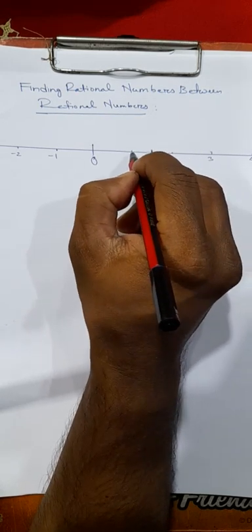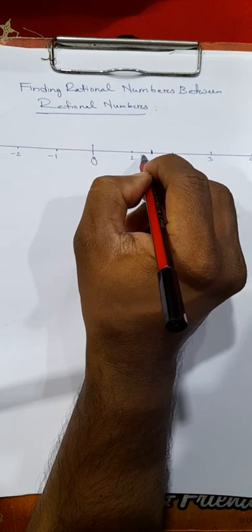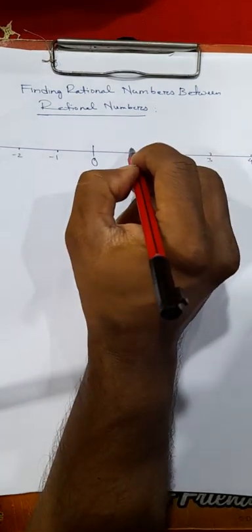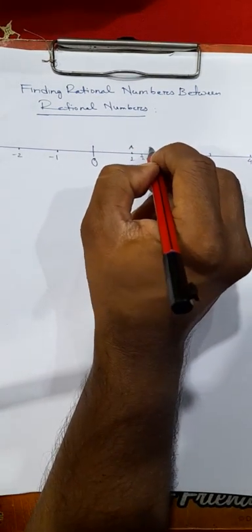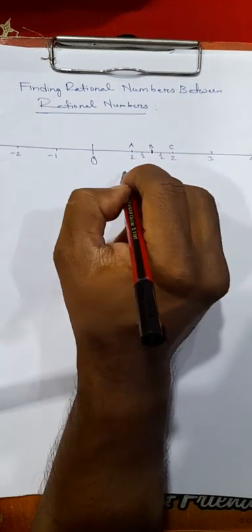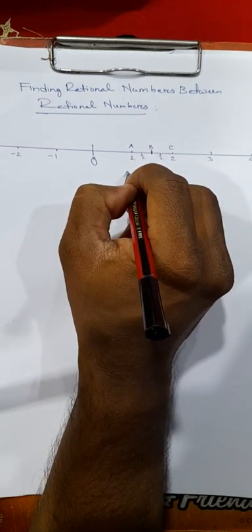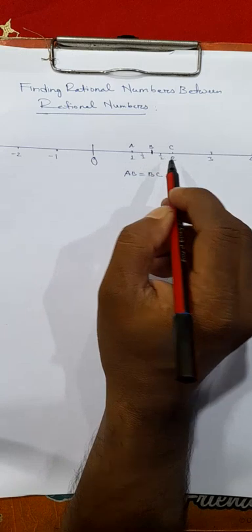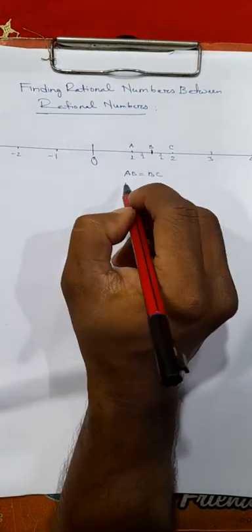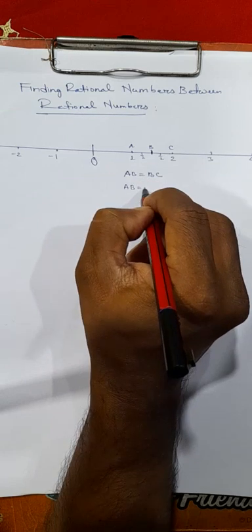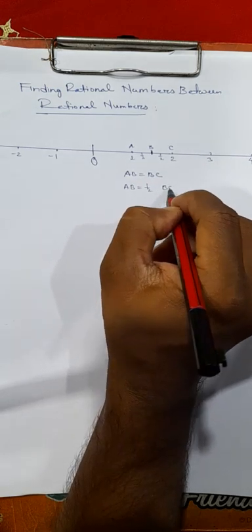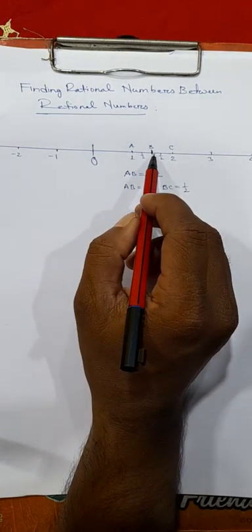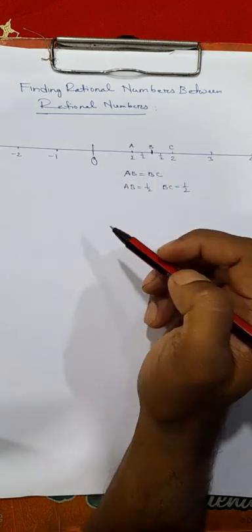Now this part represents 1/2, and this is 1/2, right? Say for example, this is A, this is B, this is C. Now you see AB equal to BC. That means B is the middle point. So AB equal to BC. Now AB equal to 1/2 and BC equal to 1/2. Now you see the point B lies in between A and C.